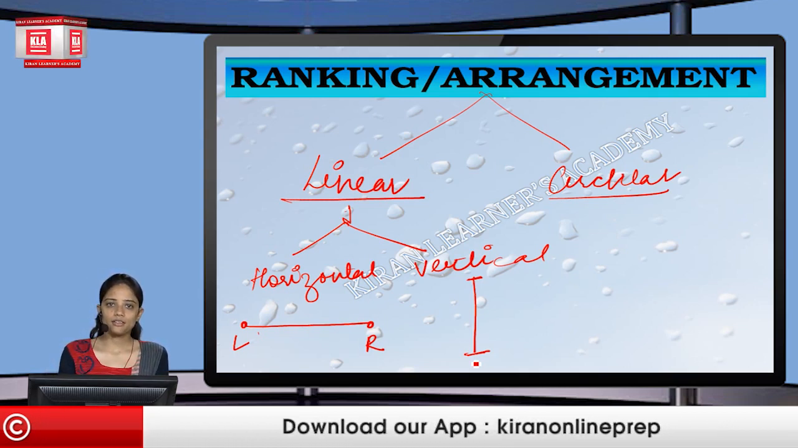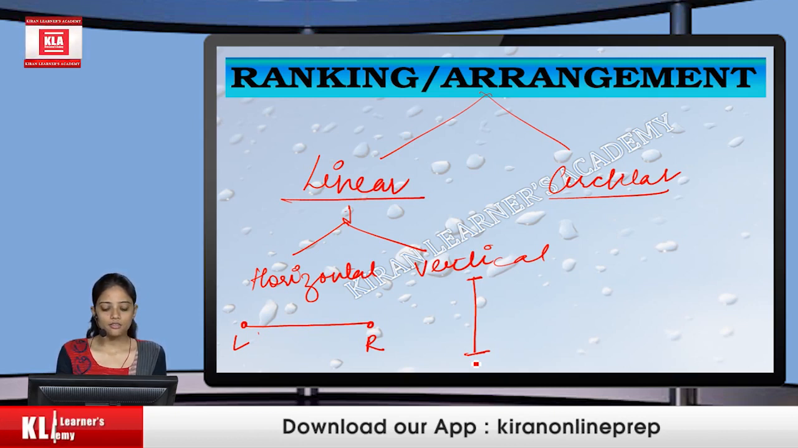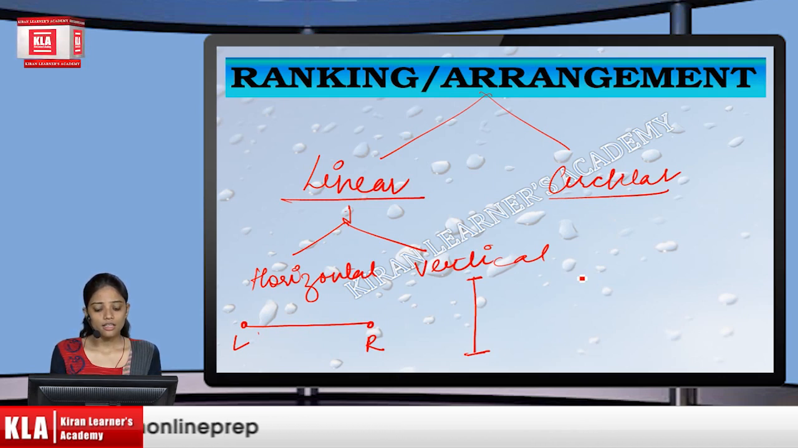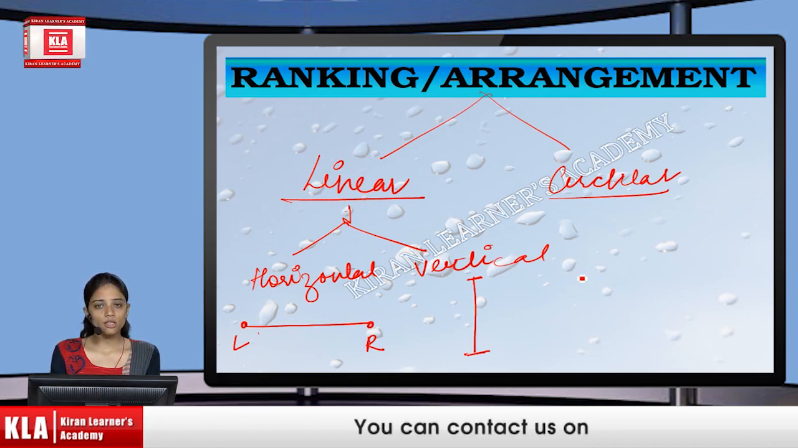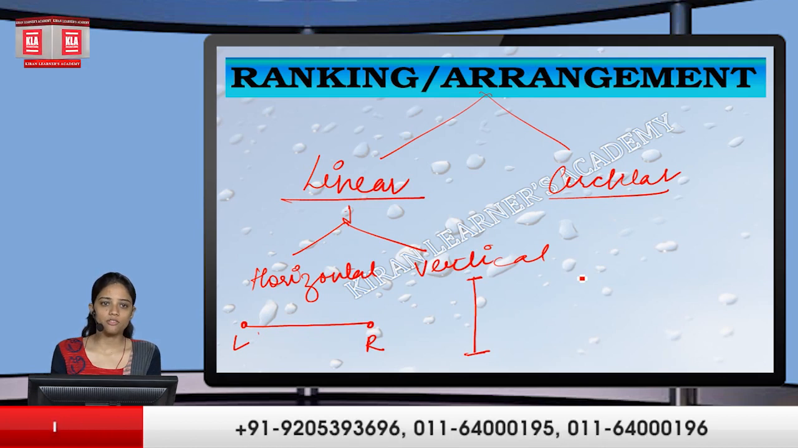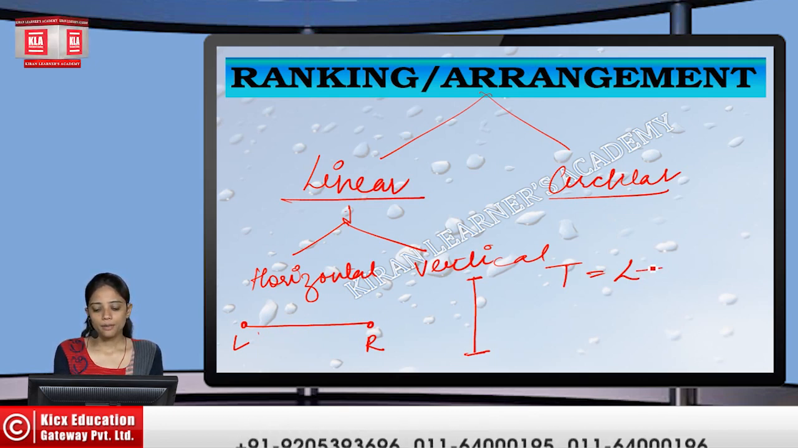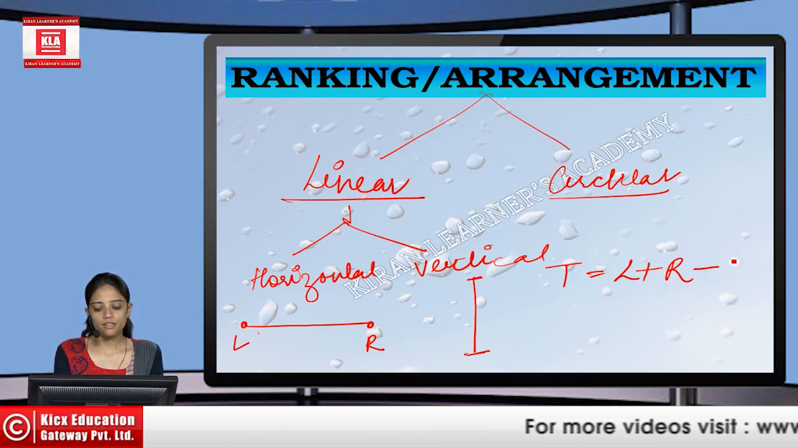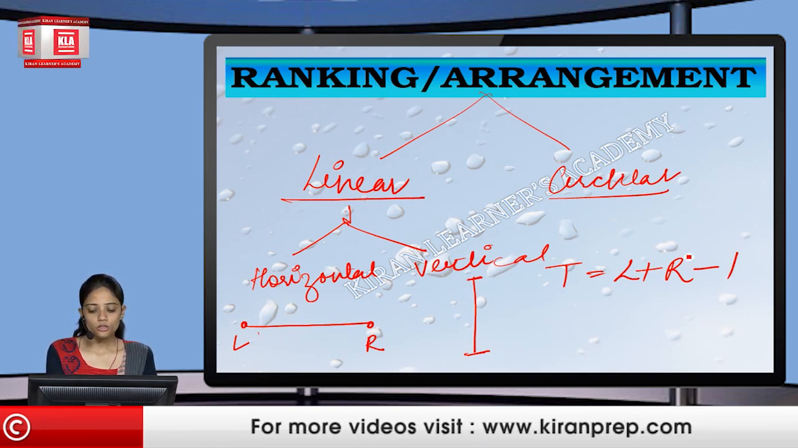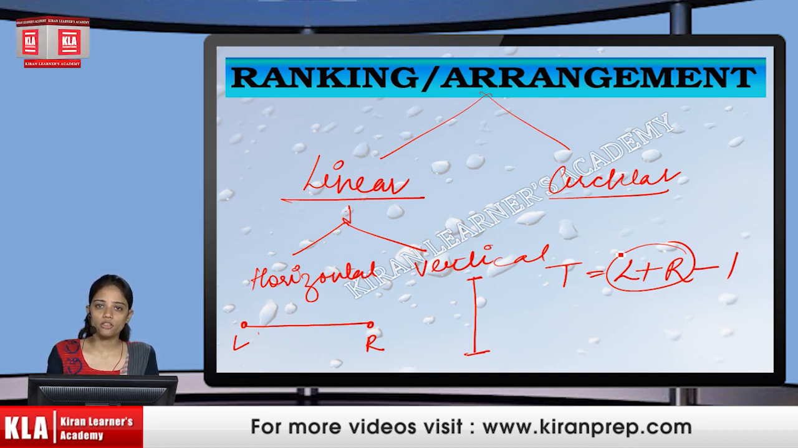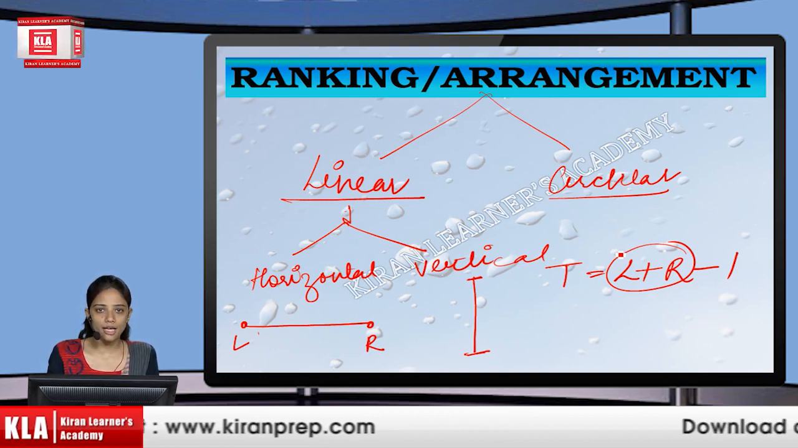The only formula that works in this topic is this one: if you have to find the total number of students in any row, or the total number of objects sitting in the linear arrangement, whether horizontal or vertical, that becomes the position from the left plus the position from the right minus 1. These two positions, which we are calculating from the left end and the right end, have to be for the one object. They cannot be for two different objects. Then this formula is not applicable.